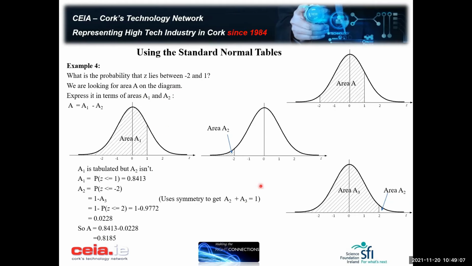Okay, so it's a little bit tricky working through it. You need to keep your head on and use the tricks: use the symmetry when you're stuck with a negative Z value, flip it around, and use the fact that the areas all add up to 1 when you're getting an area like this for Z greater than a number. Okay, so this is something you do need to practice. Get used to working out these probabilities from the normal tables.